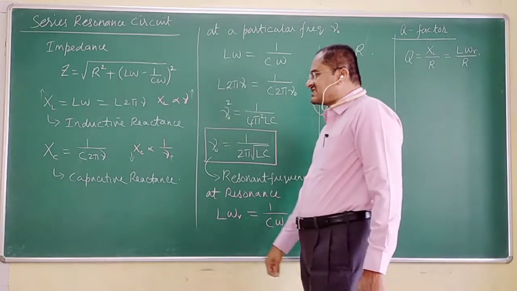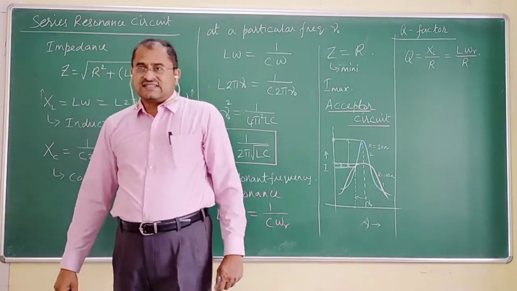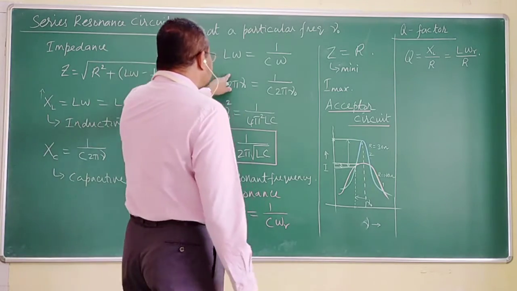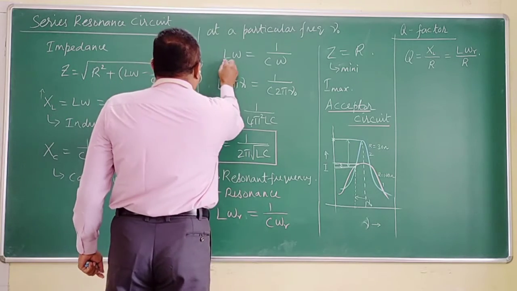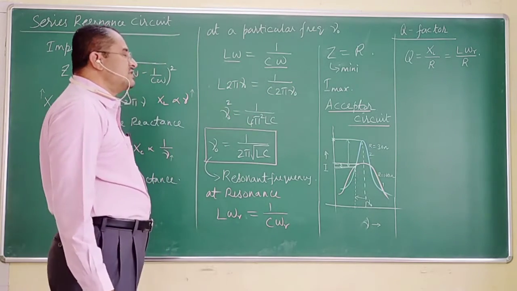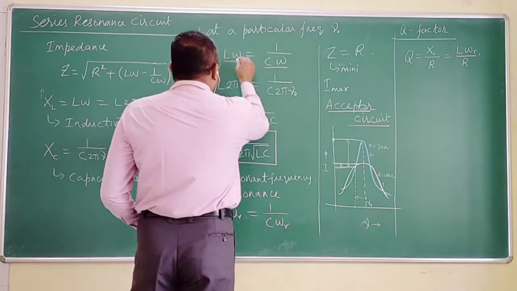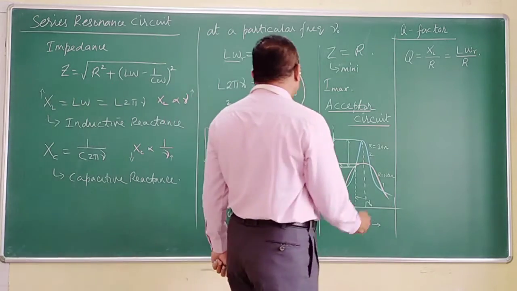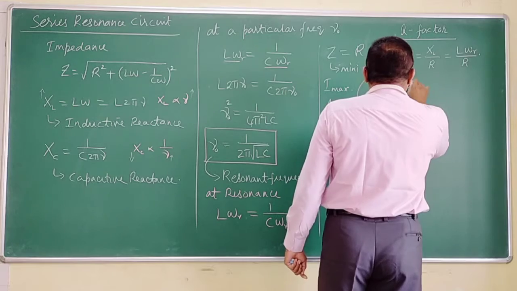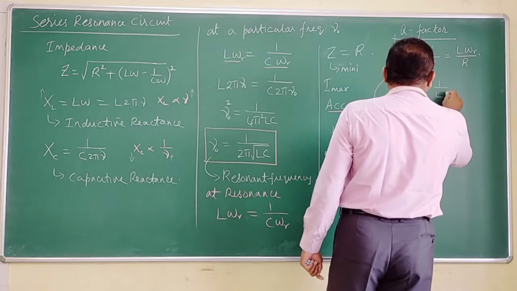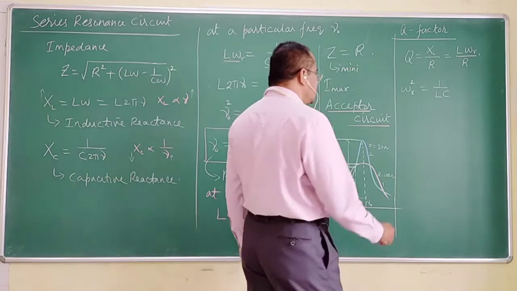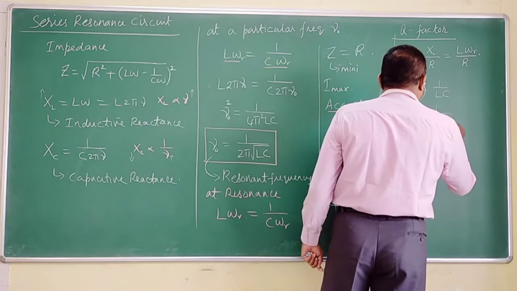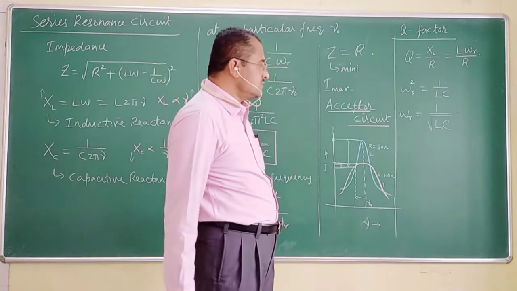You may ask me why I have written suffix R. Suffix R indicates that this can happen only at resonance. So at resonance, I told you L omega is equal to 1 upon C omega. Therefore, denoting the resonant value as omega R, from this equation I can write omega R squared is equal to 1 upon LC. In other words, omega R is 1 upon under root of LC. Is that okay to you?